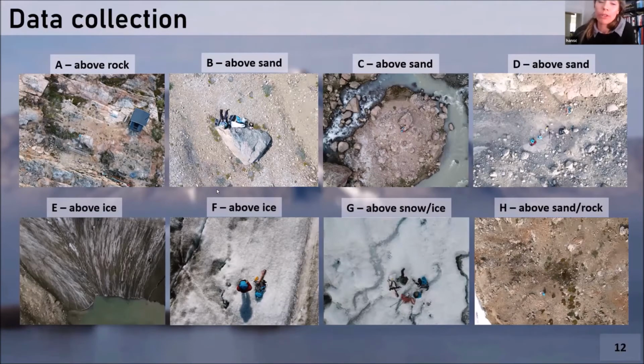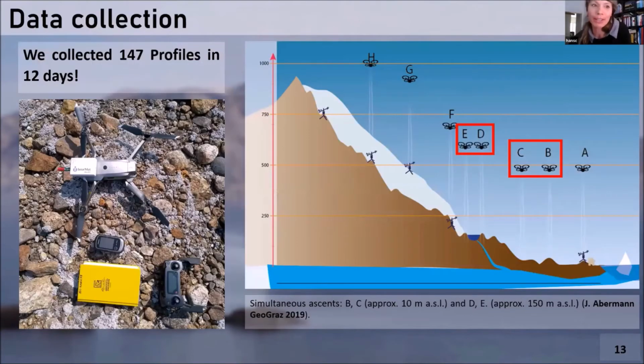Altogether, we collected 147 profiles in just 12 days, which was quite a lot. So we had long working days from 8 in the morning to 10 in the evening, but it was also a lot of fun. Some of these profiles were collected simultaneously, like B and C. B was at the beginning of the Mitiwakat Valley, C at the end. One person was standing at B, the other at C, and we took the profiles at the same time. The same for D and E.